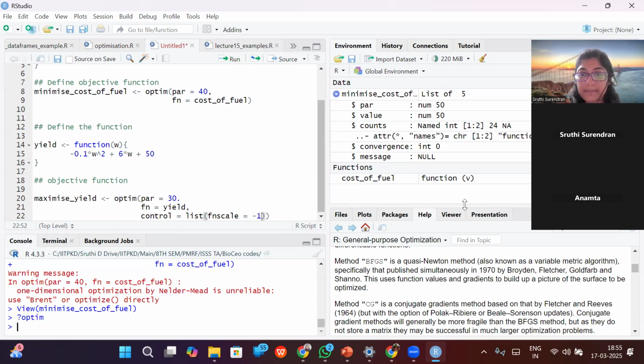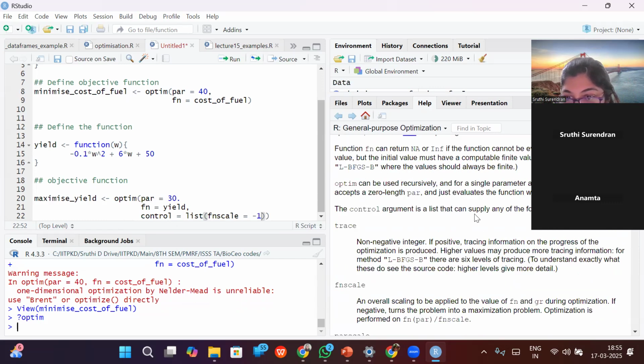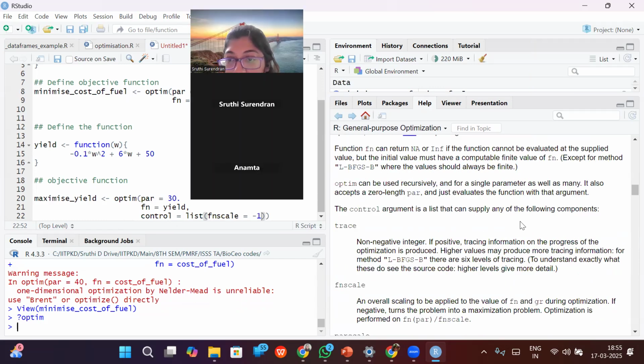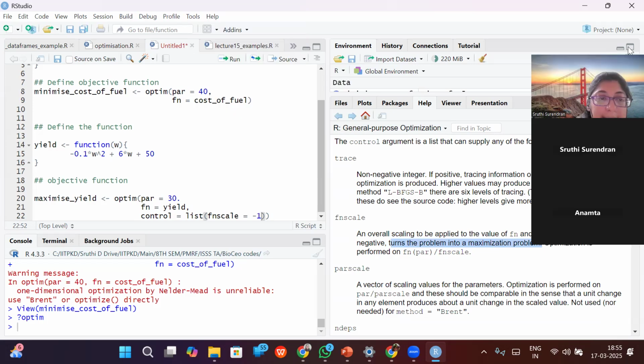So if you see here, there is something called the control. The control argument is a list that can supply any of the following components. fnscale, an overall scaling to be applied to the value of the function during optimization. If negative, it turns the problem into a maximization problem. So by default, since it is a minimization problem, if you don't give this, it will find the minimum yield, the required water that has to be supplied for minimum yield.